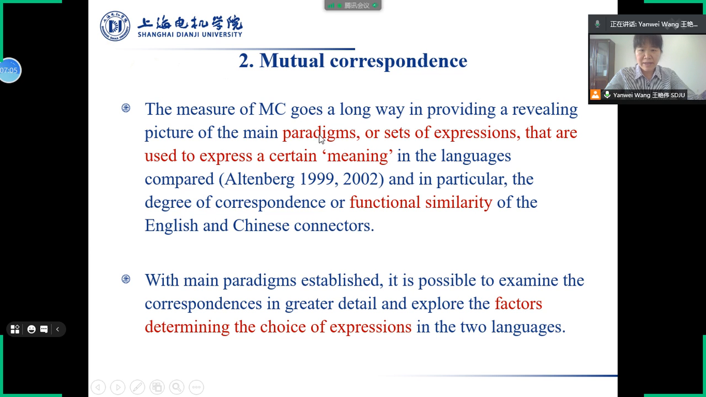Furthermore, the measure of MC goes a long way in providing a revealing picture of the main paradigms or sets of expressions that are used to express a certain meaning in the languages compared. With main paradigms established, furthermore, it is possible to examine the correspondence in greater detail and explore the factors determining the choice of expressions in the two languages.